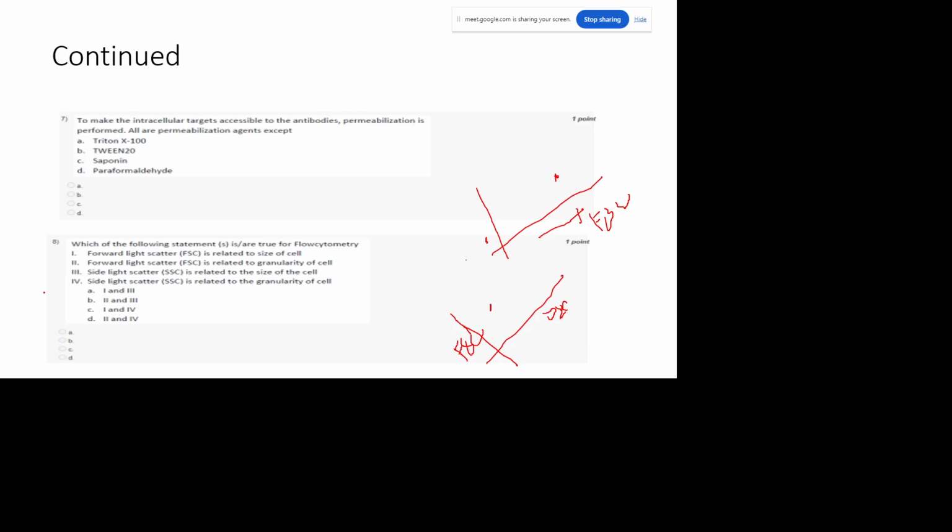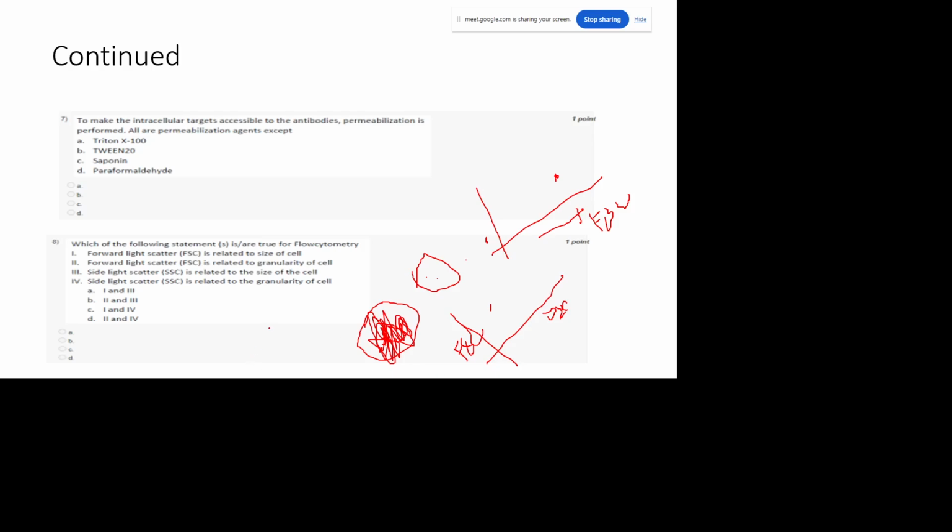So option 1 is right. FSC is related to the size of the cell, and so option 2 is false. Side scattering is related to the granularity of the cell. If the cell is opaque, with no such granules, then it cannot create side scattering. But if the cell, for example a neutrophil, is completely granular, for example a cytotoxic T cell, they are very granular, so they can do the light side scattering very well, right?